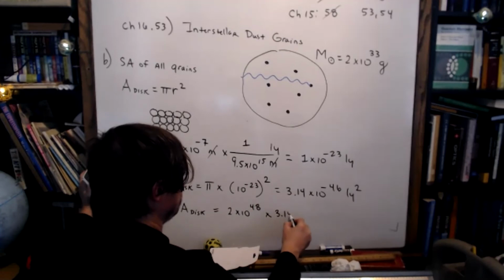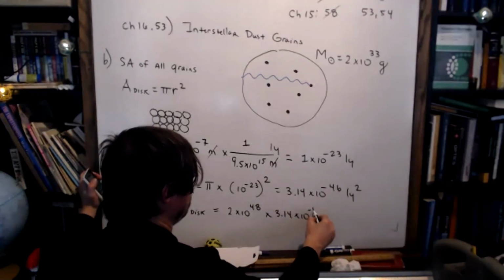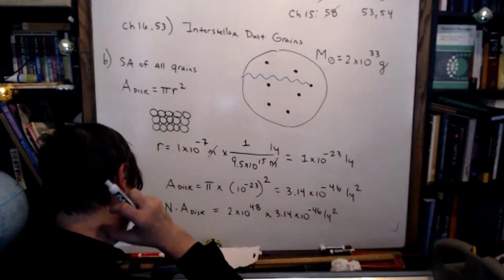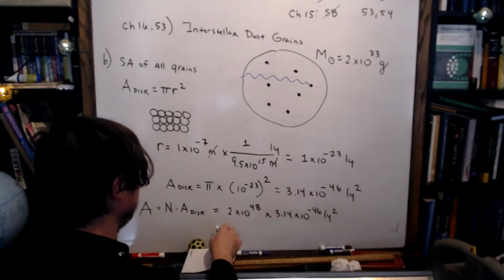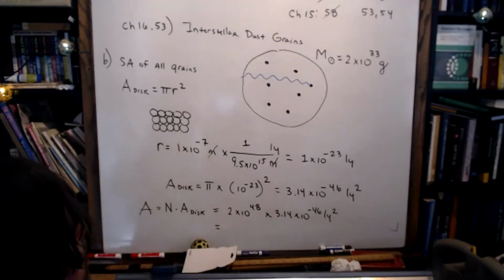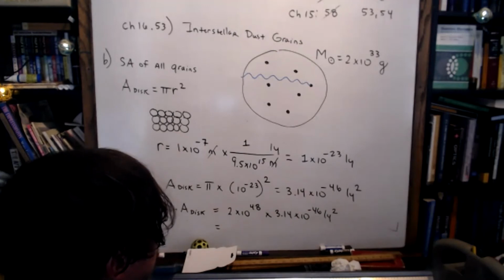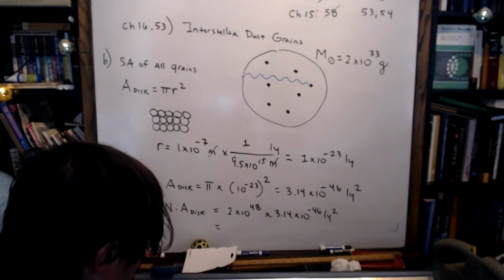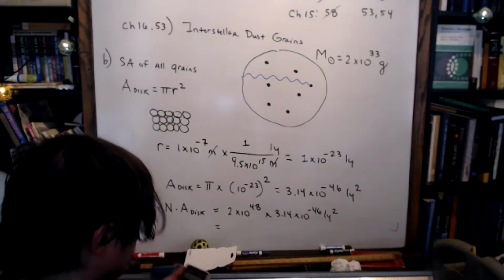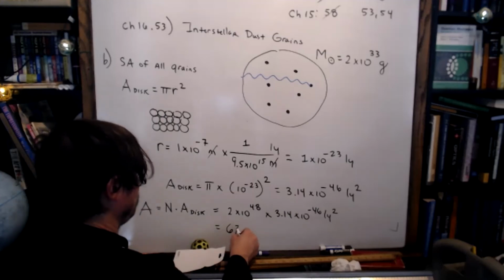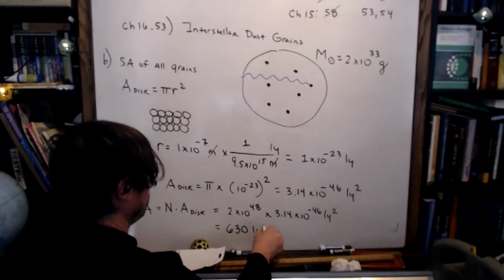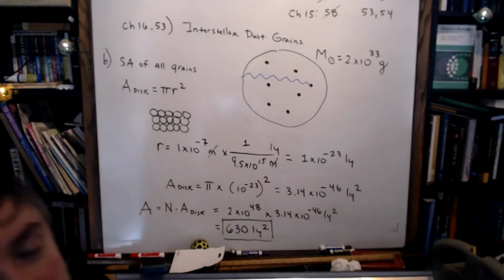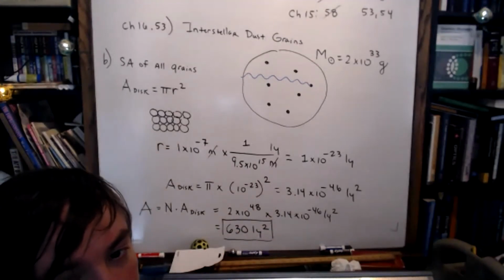Times 3.14 times 10 to the minus 46 square light years. What do you get, guys? 6 times 10, you get about 600, right? 6 times 10 to the 2? I got 628. Or 630 square light years. Which is a pretty big freaking area if you think about it.